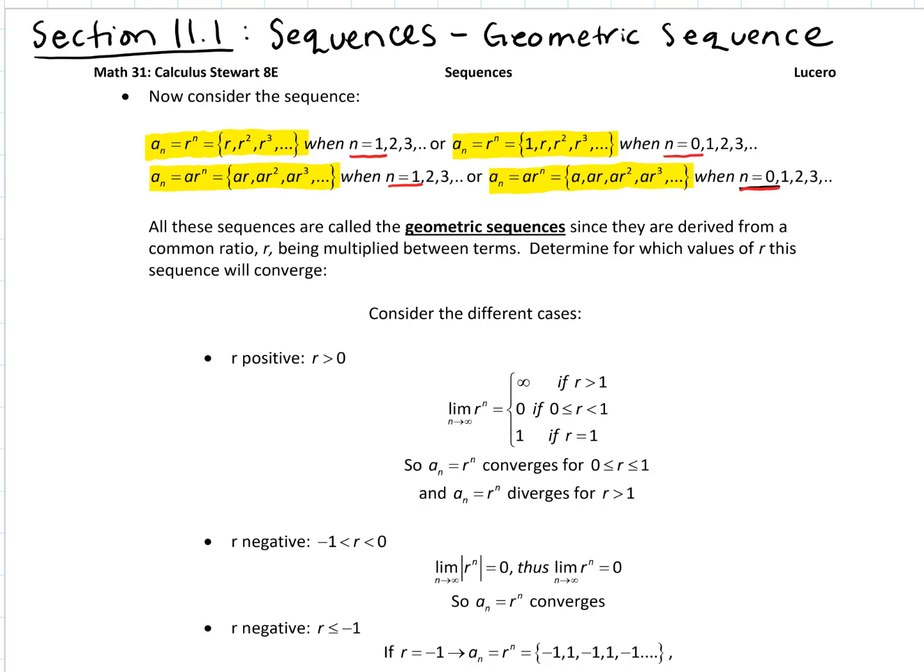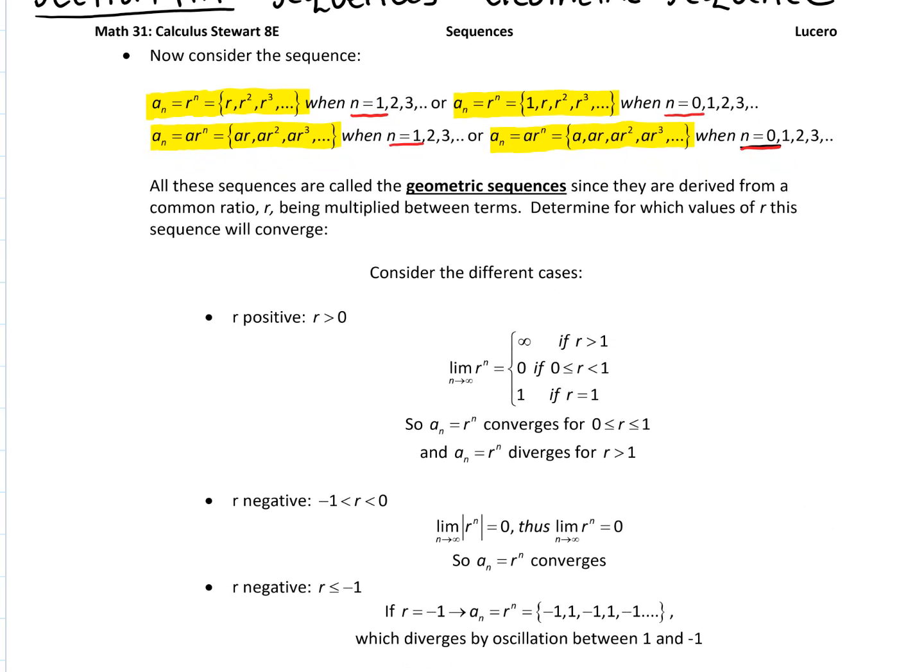So you could think about those like specific numbers. If you had 5 to the nth power, of course, that goes to infinity. Of course, if you had 1/5 to the nth, that would just get tiny, tiny, tiny as n goes to infinity, so that would approach 0. And if you had 1 to the nth, that's just 1, and so that would be 1. Okay, so that takes care of the cases when r is positive, but what if r is negative?